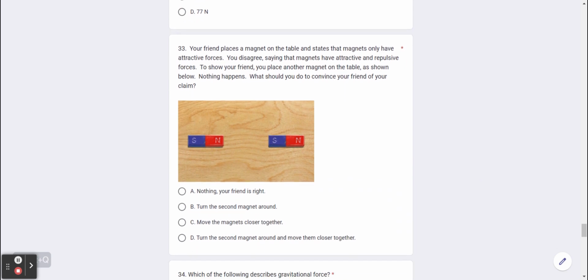33. Your friend places a magnet on the table and states that magnets only have attractive forces. You disagree, saying that magnets have attractive and repulsive forces. To show your friend, you place another magnet on the table as shown below. Nothing happens. What should you do to convince your friend of your claim? A, nothing, your friend is right. B, turn the second magnet around. C, move the magnets closer together. Or D, turn the second magnet around and move them closer.